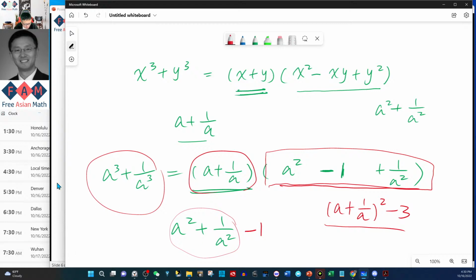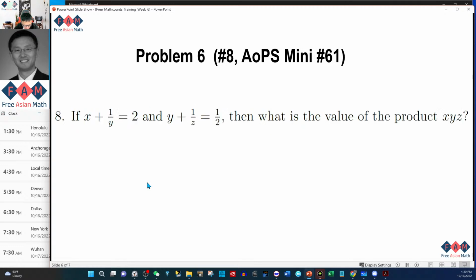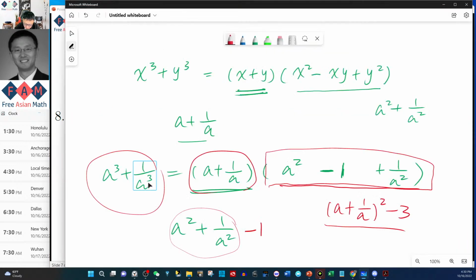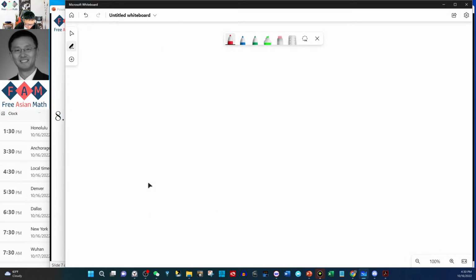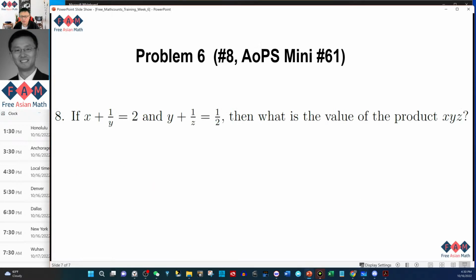Our time is up, but I want to discuss one more problem, which is relatively a little bit more difficult, but still shows the central topic of the day. That is that when you manipulate algebra, the problems usually are ready for you to take some shortcut. At a high level, this is the same problem.